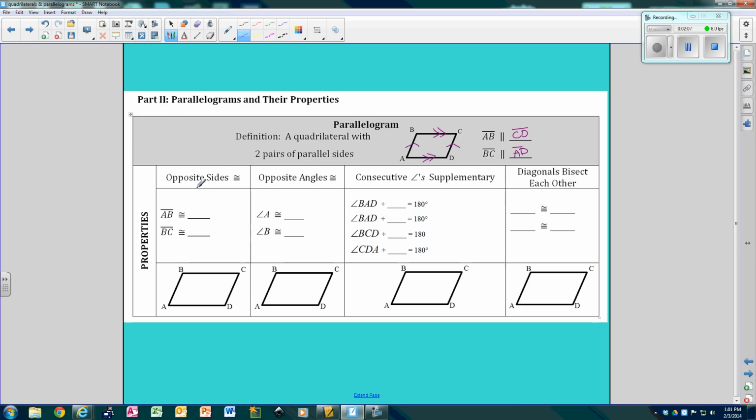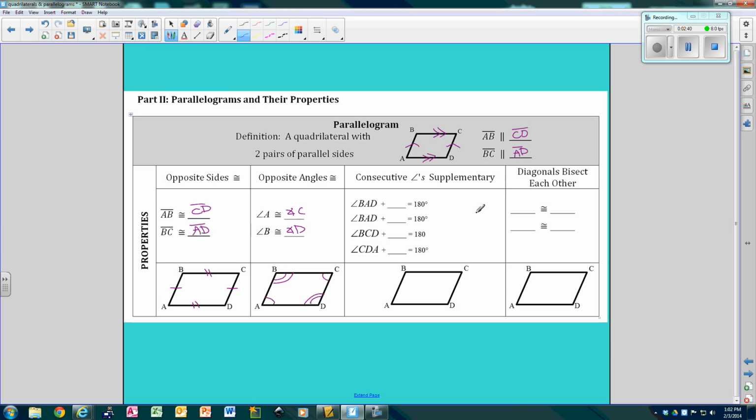The next property you need to know is opposite sides are congruent. AB is congruent to CD, and BC is congruent to AD. You also need to know that opposite angles are congruent. So angle B is congruent to angle D, and angle A is congruent to angle C.